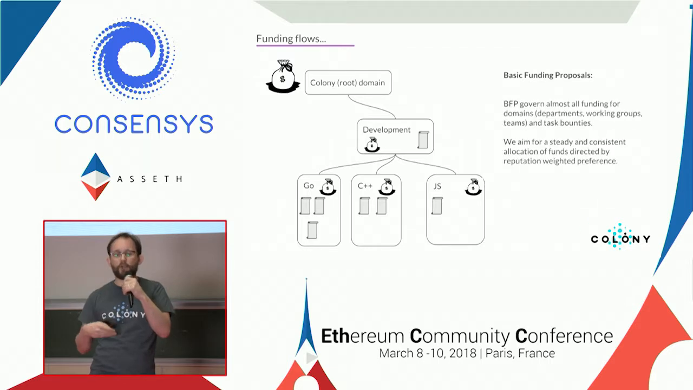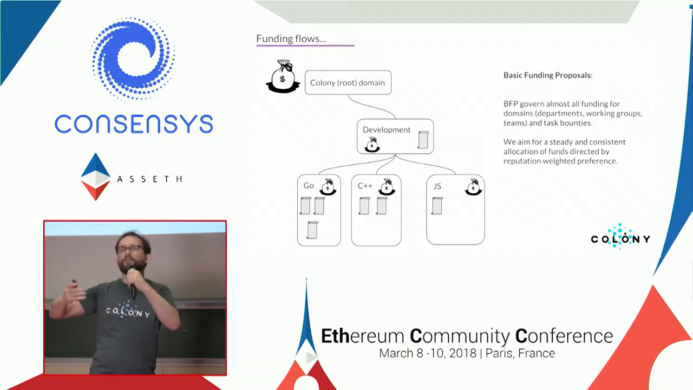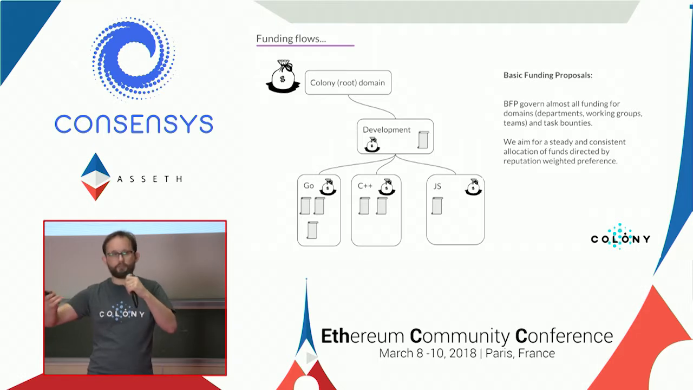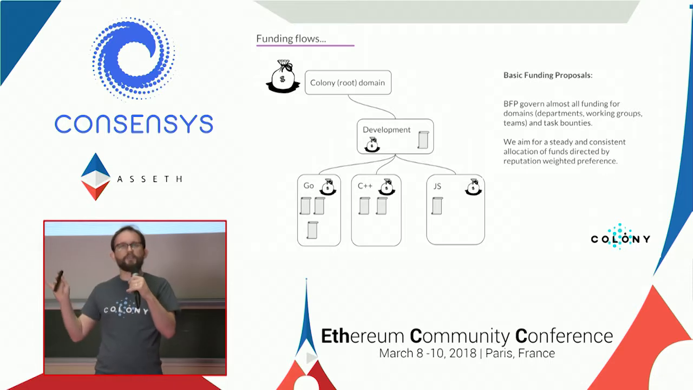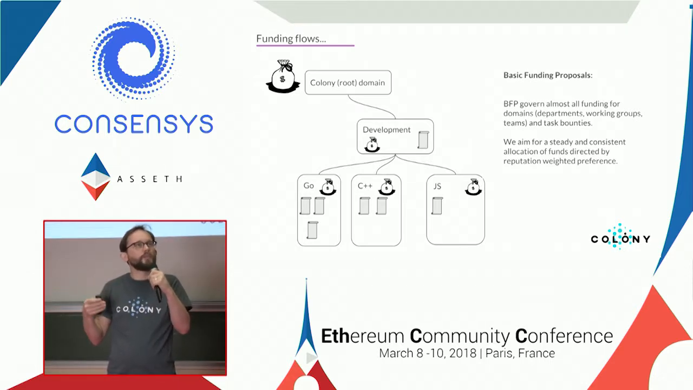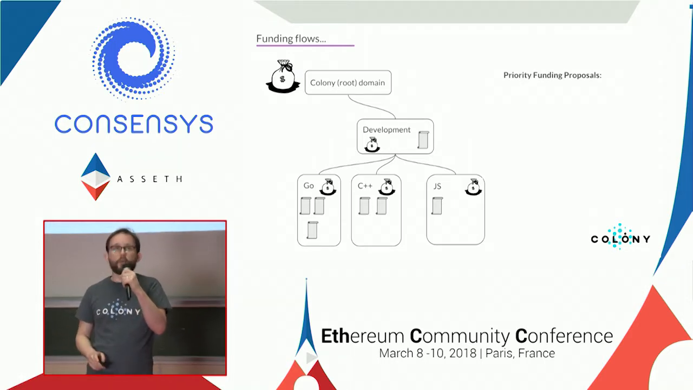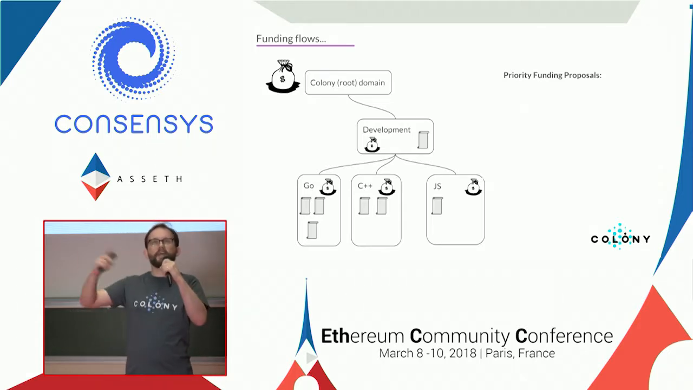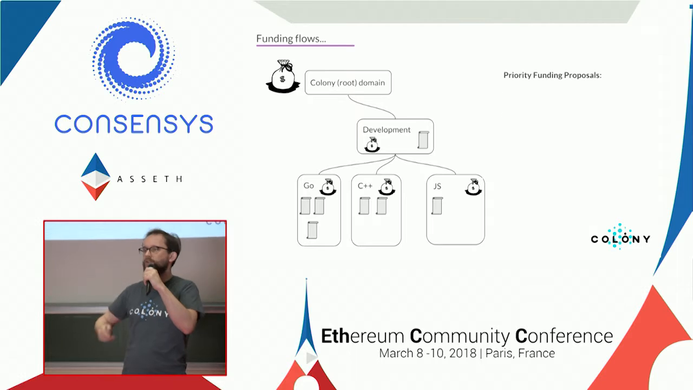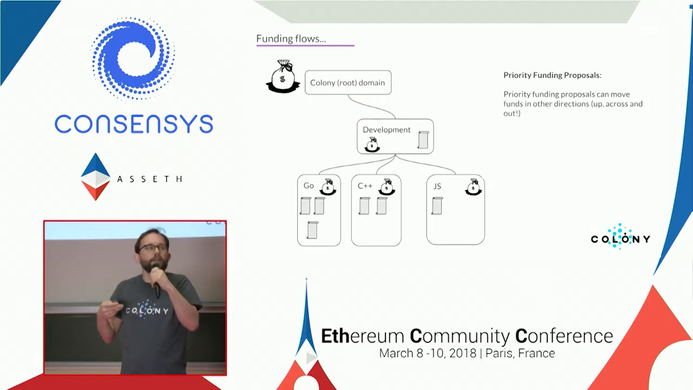So what we're aiming for is to have a steady and consistent allocation of funds to departments, to working groups, and to tasks, mediated by reputation-weighted preferences. And that's the basic funding proposals, and they govern most or almost all of the day-to-day operations of a colony. There is another funding proposal called a priority funding proposal if you want to move funds elsewhere, if you have to pay an external source, if you quickly need to move a lot of funds. Those things can come up. But for that, we need a separate mechanism.